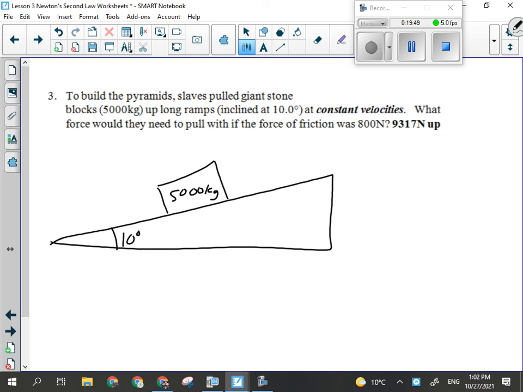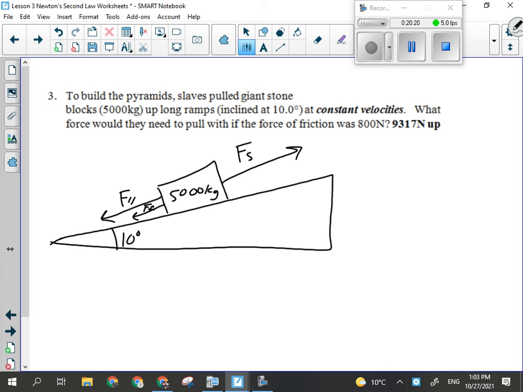F net. That means that the force up the ramp, which we'll call the slaves, is equal to the force down the ramp, which is F parallel. Not equal to that force, equal to that force plus this force of friction. So there's two forces down the ramp, F parallel and friction, and there's one force up the ramp, and that's the force of the slaves.